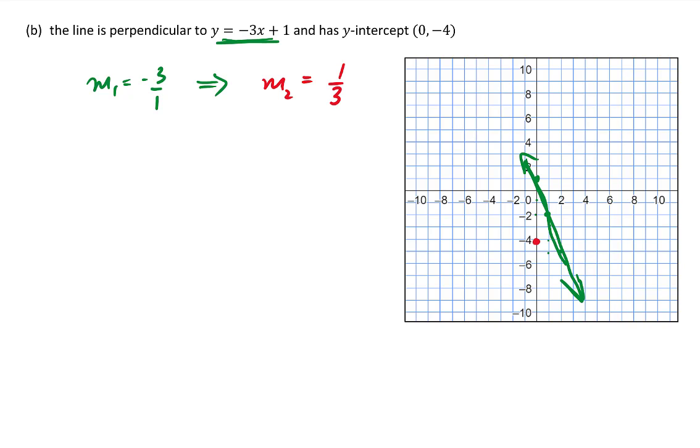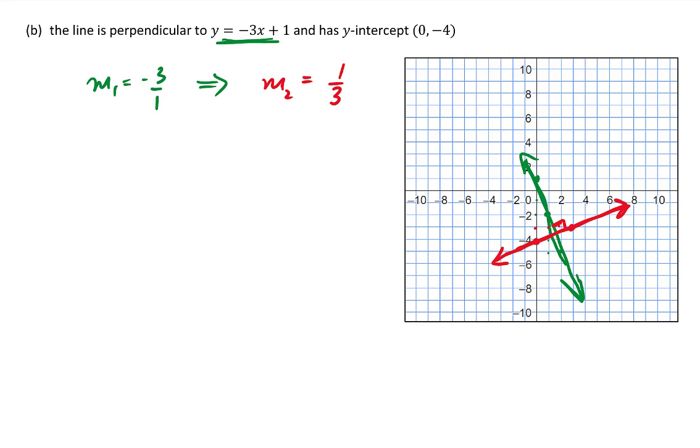So this one should intersect at 90 degrees. So let's try it out. Starting at this y-intercept (0, negative 4), we're going to go up 1 and to the right 1, 2, 3. And let's connect those points together. And notice this does cross at a 90-degree angle.